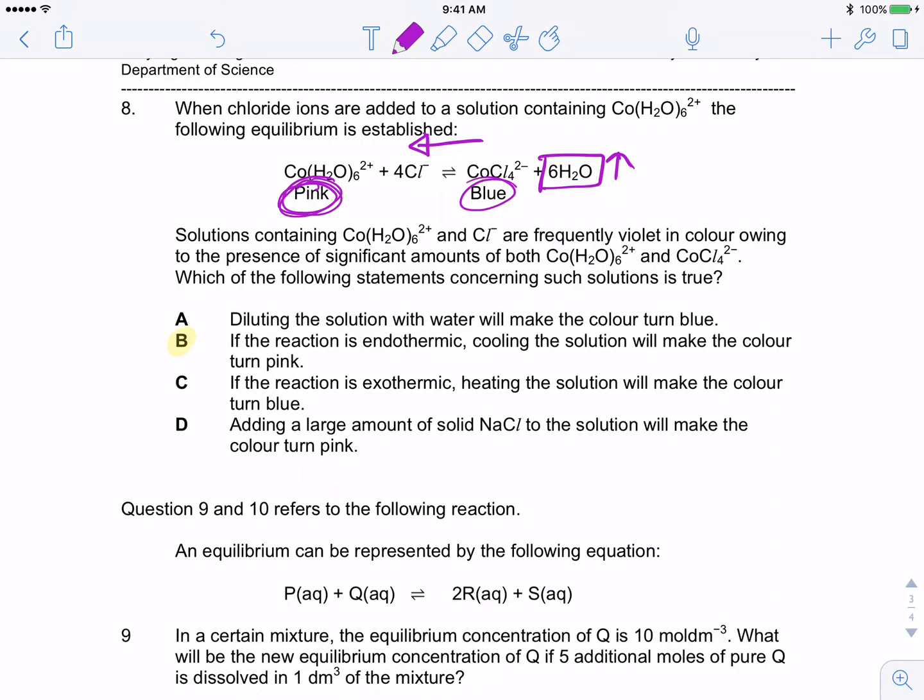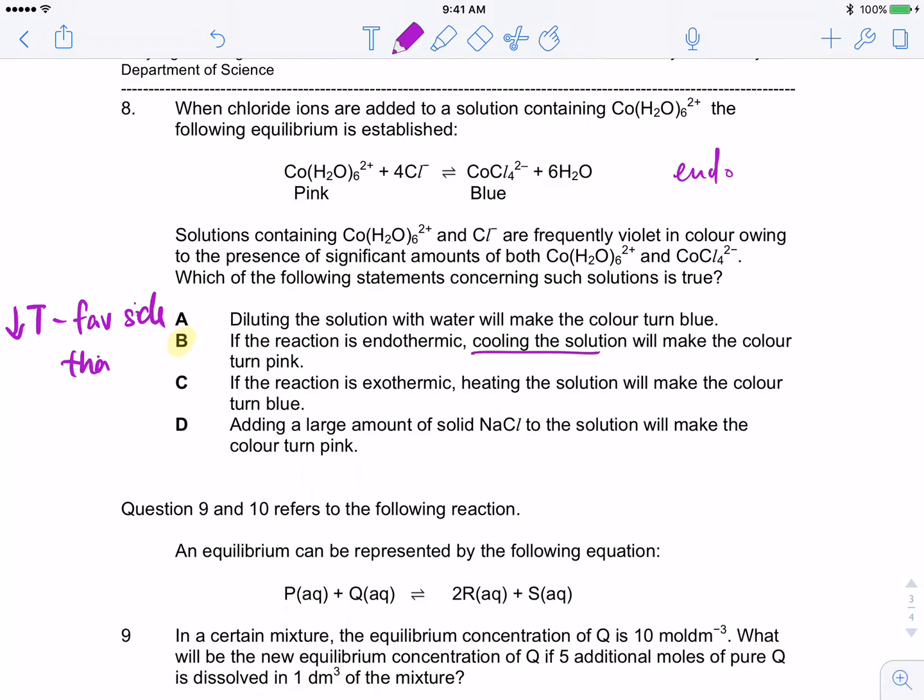B. If the reaction is endothermic, so if this reaction is endothermic, cooling the reaction will make the color turn pink. Okay, so cooling the solution by decreasing temperature, it should favor the side that releases heat, which means it will favor the exothermic reaction. If the forward reaction is endothermic, this means that it favors the backwards reaction, which makes it pink. So answer is B.